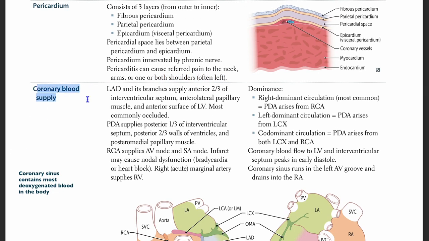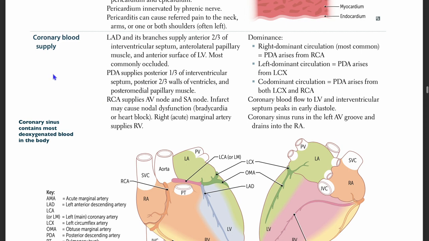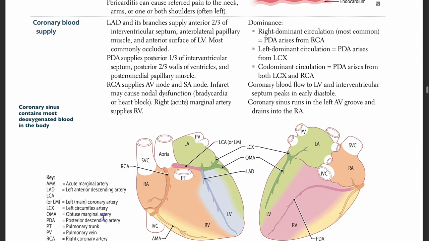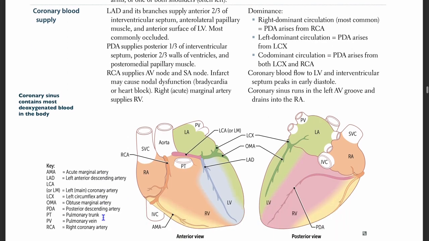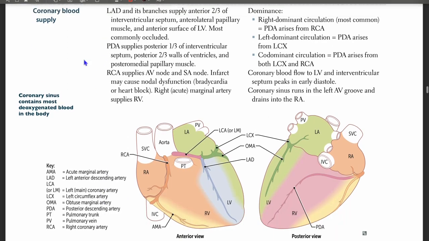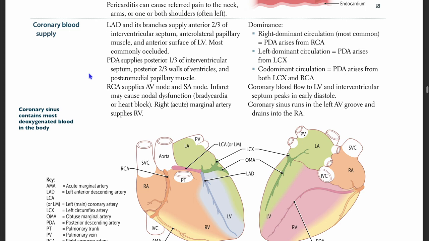Okay. Coronary blood supply. Out of these, you need to know these 3 at least, and then all the other ones are just there. Okay, so coronary supply. Left anterior descending, so that would be this one right here.